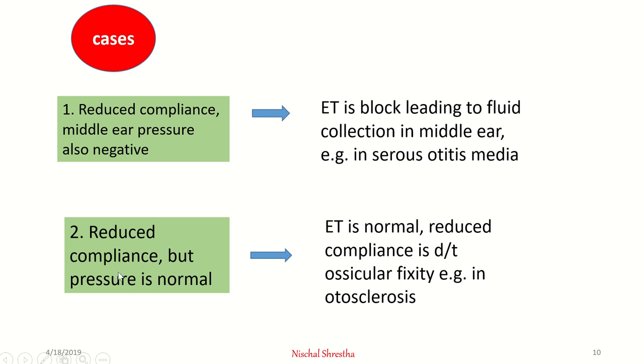And in the second case, the compliance has reduced, but the pressure is normal, means the Eustachian tube patency is normal, only the tympanic membrane movement has decreased. And this occurs in cases like ossicular chain fixation, like in otosclerosis, where the TM movement decreases but the pressure is normal because the Eustachian tube patency is normal.